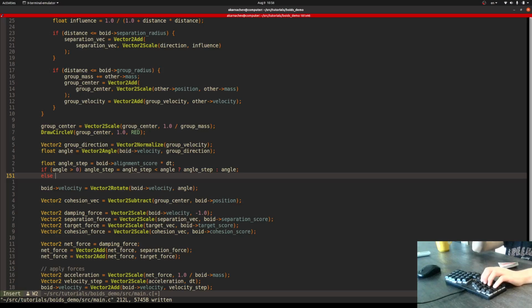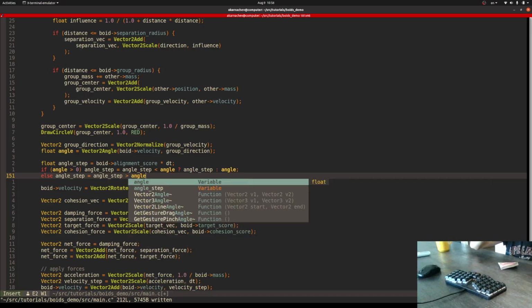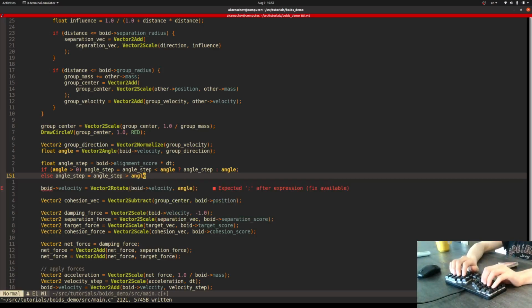Otherwise, if the angle is negative, I want to take angle step is equal to, if it's negative, if angle step is greater than angle, so it's basically less in absolute value, because if it's negative, if angle step, you know what?